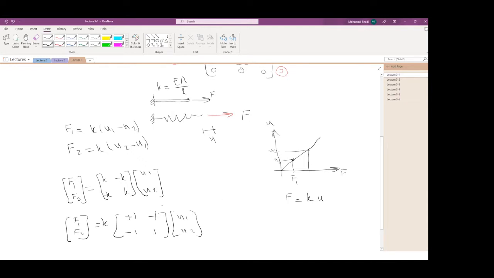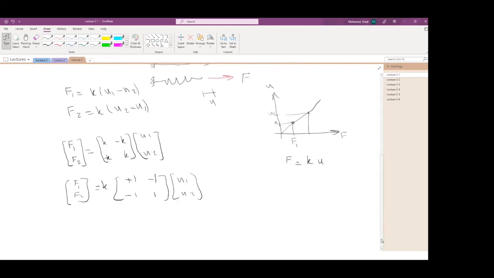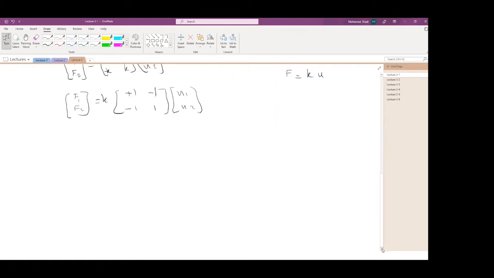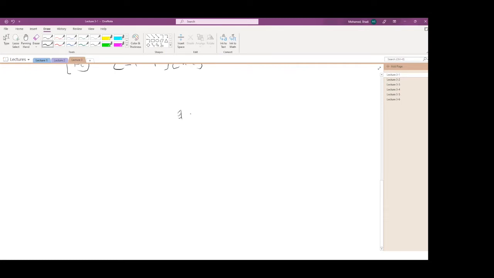Now, if you want to push this idea further and just create an assembly of springs, you can also do that, and you do it exactly the same way as we have done for bars. So you have two springs, for example, with forces applied to them. This is F1, this is F2, and this is F3. And then you have node 1, node 2, and node 3.